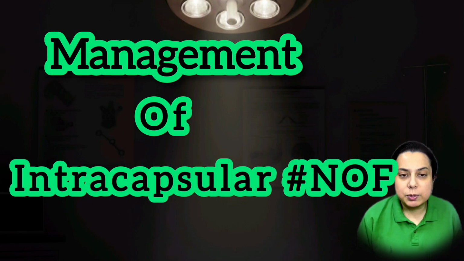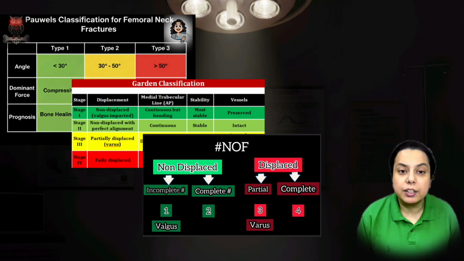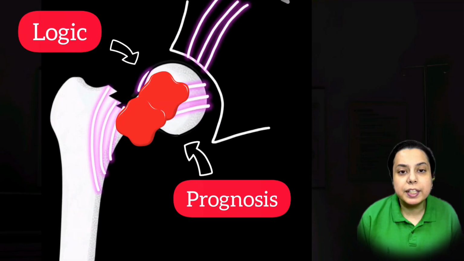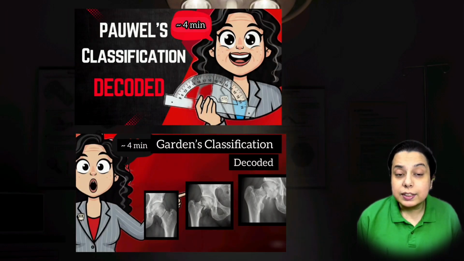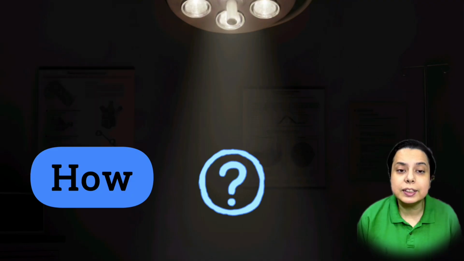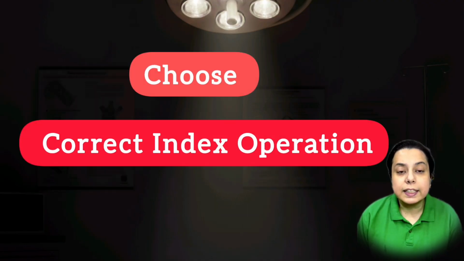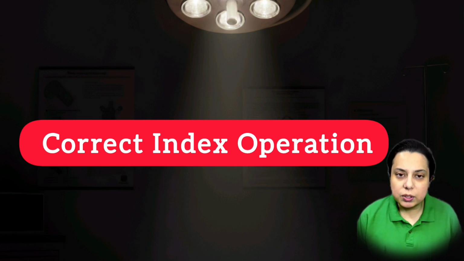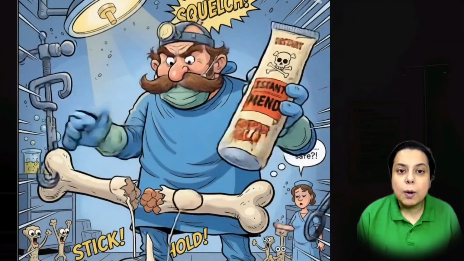Management of intracapsular fracture neck of femur. We have already discussed the classification, logic, and prognosis of intracapsular neck of femur fractures in the previous two videos. So now, since we already understand why the fracture behaves the way it does, I will continue with how the surgical management is actually planned. Here, choosing the correct index operation is extremely important, because while we are trying to maintain mobility and fracture union, a wrong first decision can compromise both.